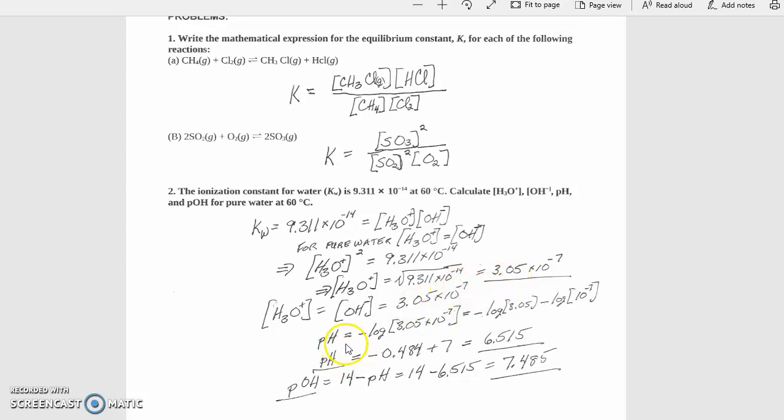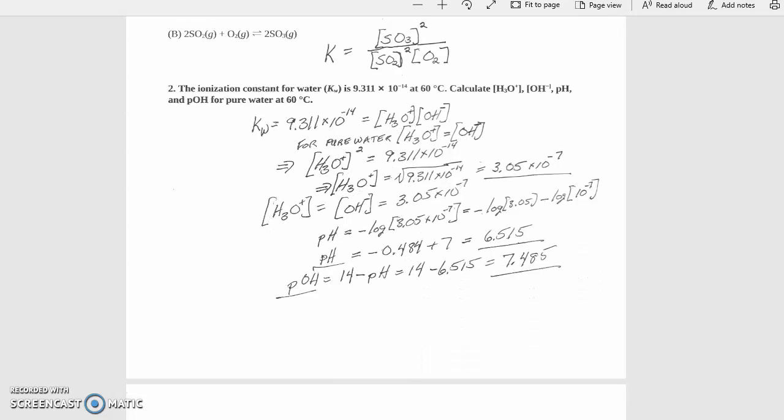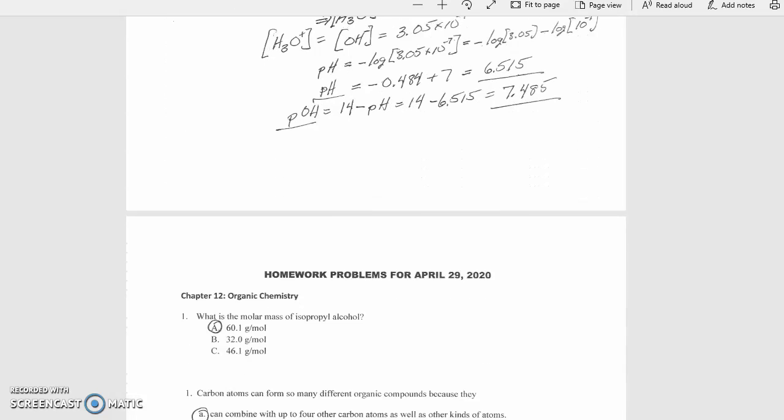Now what you do is you take the negative log of that to get the pH. Then for the pOH, you take 14 minus your pH to give you this value. And on this one, you take the negative log of this and then the negative log of this. The negative log of this is just going to give you 7. The negative log of this gives you the minus 0.484, right? So that's why the pH is below 7 for this particular one. Continuing on then, on to the next chapters.